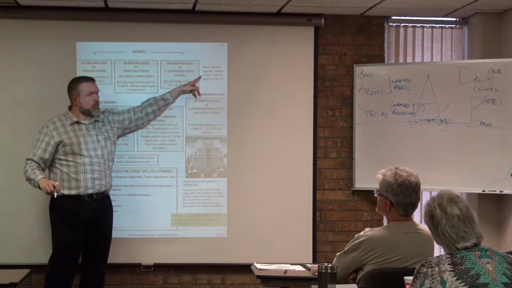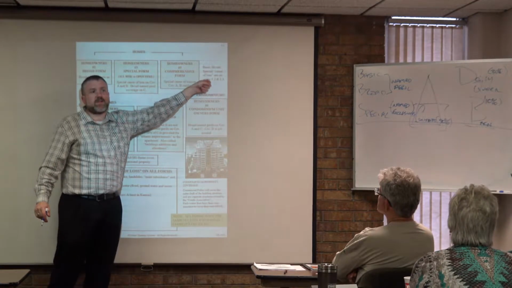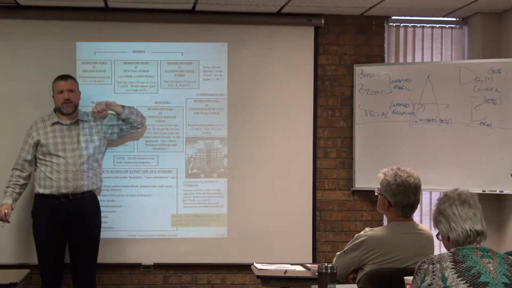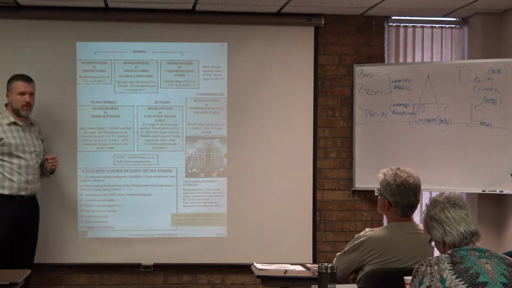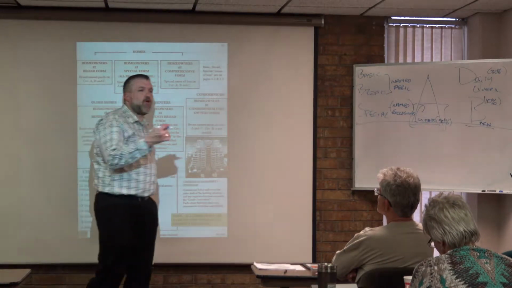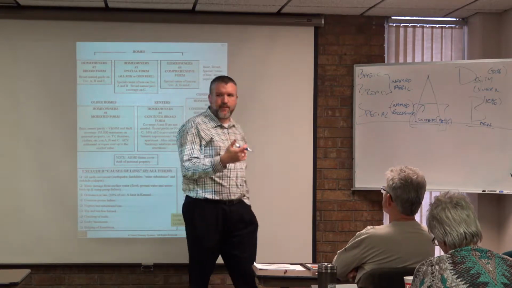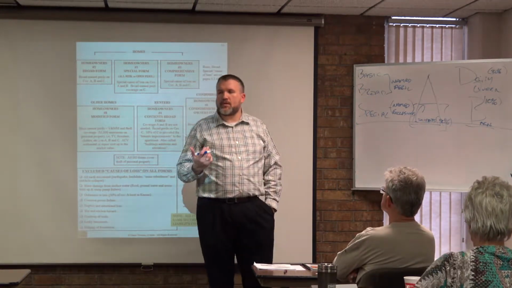And this is just a real quick note. If you don't remember what basic, broad, and special are, it tells you what page to go back and look at, okay? But the next one I want to talk about is the HO4. Now we call the HO4 the renter's form. Why do we call it the renter's form?